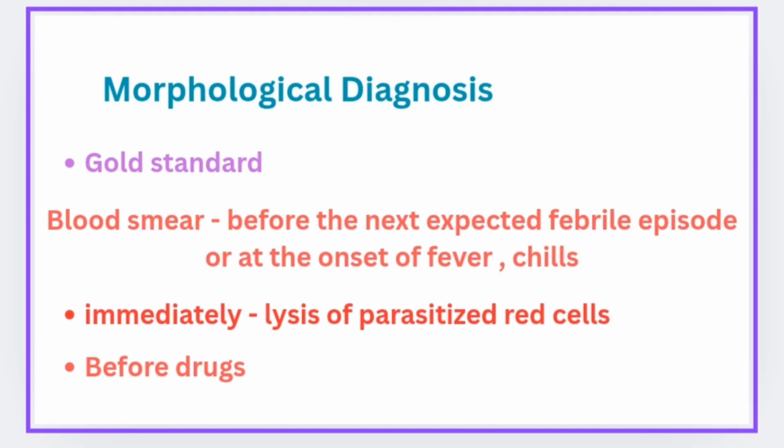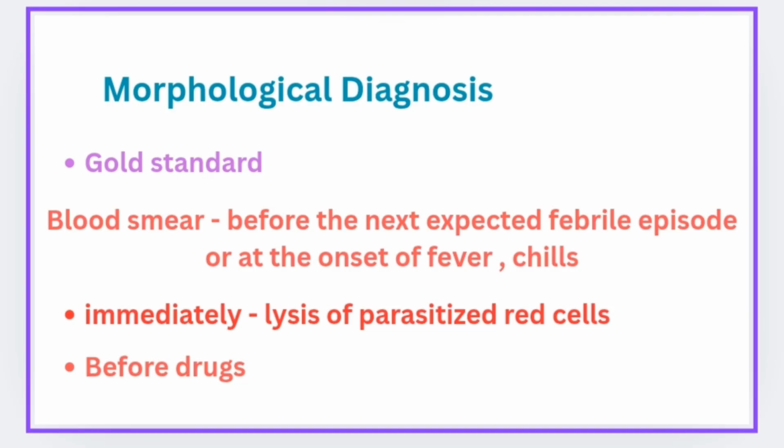The most commonly used and fairly rapid and accepted method for diagnosis of malaria is microscopic examination of the stained blood smears. It remains the gold standard for diagnosis of malaria. The blood smear should be obtained before the next episode of the fever or at the onset of the fever and chills to detect a fair amount of the parasite.